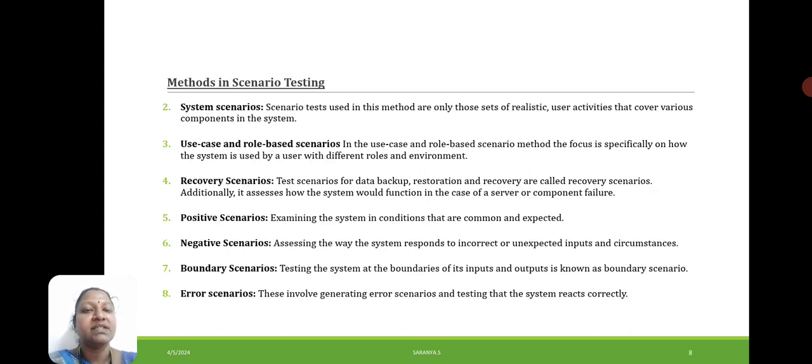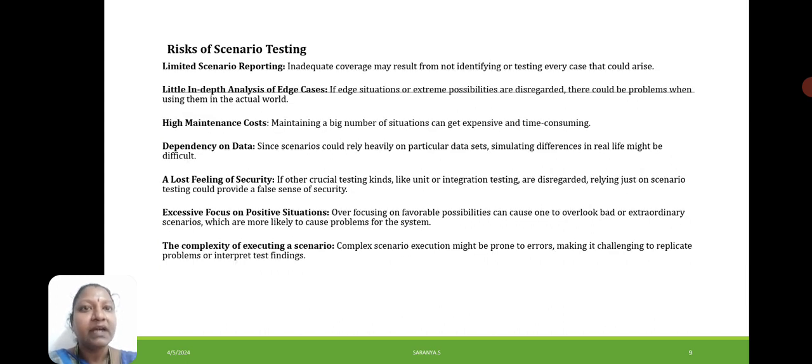Next is methods in scenario testing. First one is system scenarios. Second one is use case and role based scenarios. Next are recovery scenarios, positive scenarios, negative scenarios, boundary scenarios, and error scenarios. Now, the risks of scenario testing.